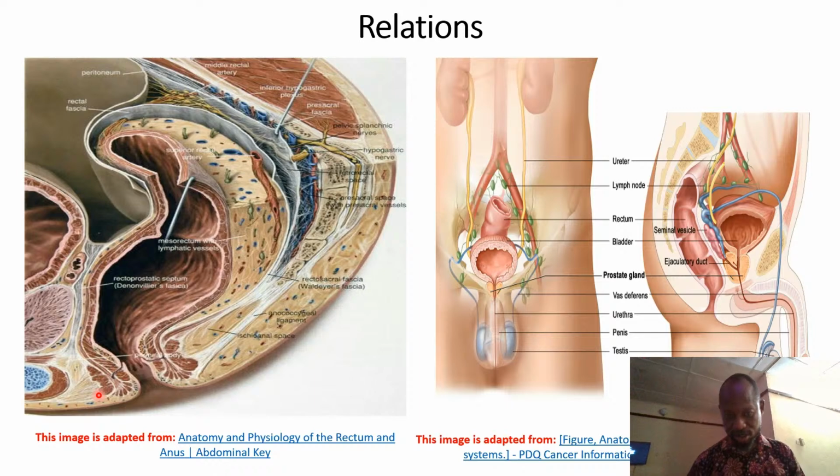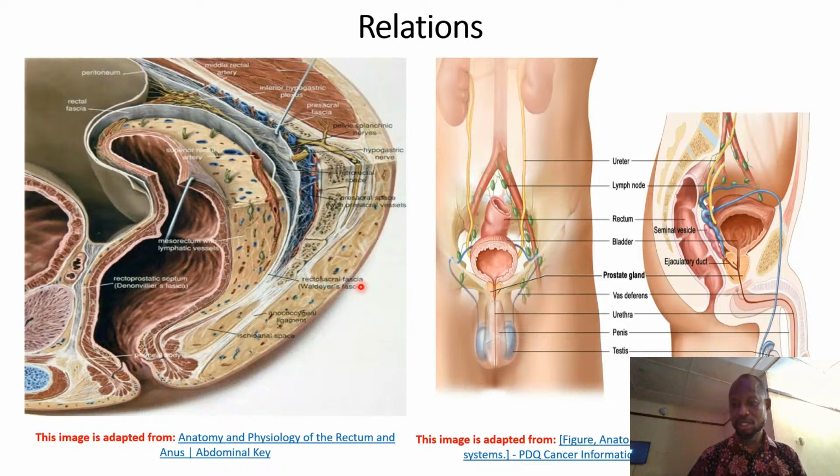Okay, so we go ahead with the lecture. So again, I'm talking about the relations. We are looking at the base of the bladder. You can also describe it as the posterior surface, because the base extends into the posterior surface. So most of the base, or the posterior surface, like we said earlier on, will lie below the level of this.